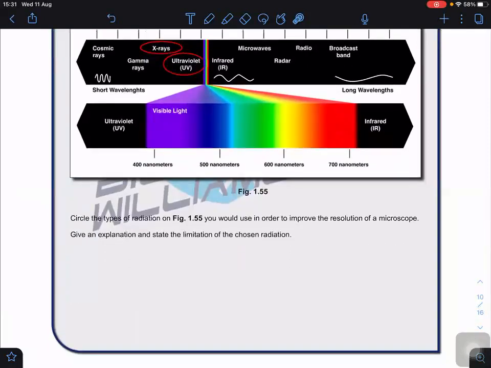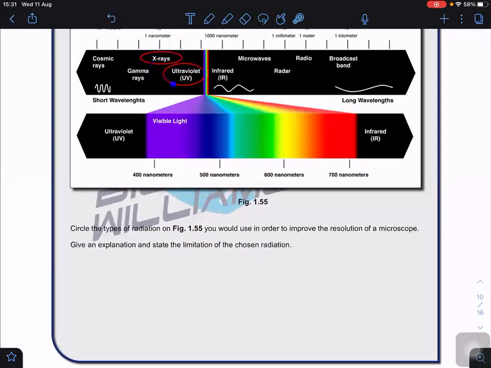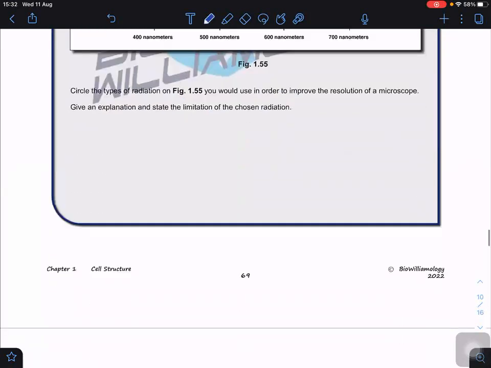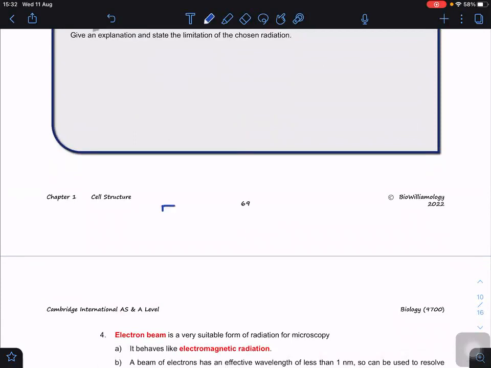Okay, but what is the limitation of the chosen radiation? If you choose X-ray and UV, we do have one problem. Recall what we learned about the light microscope. We do have a condenser, right? What is the condenser? The condenser is a lens that helps us focus the light onto my specimen. So generally you can see that here. Oh, sorry, this is my specimen.